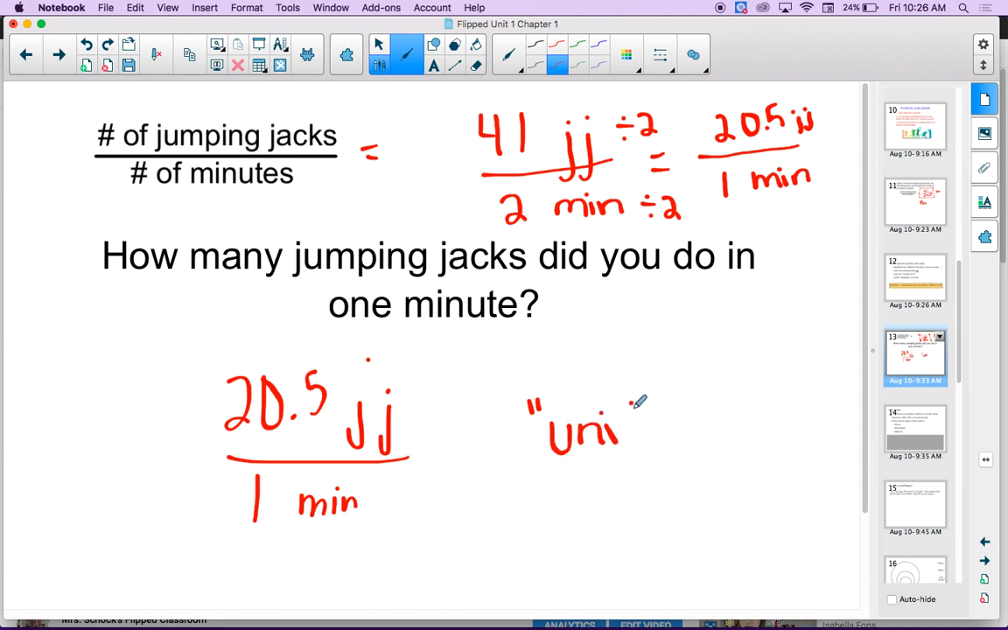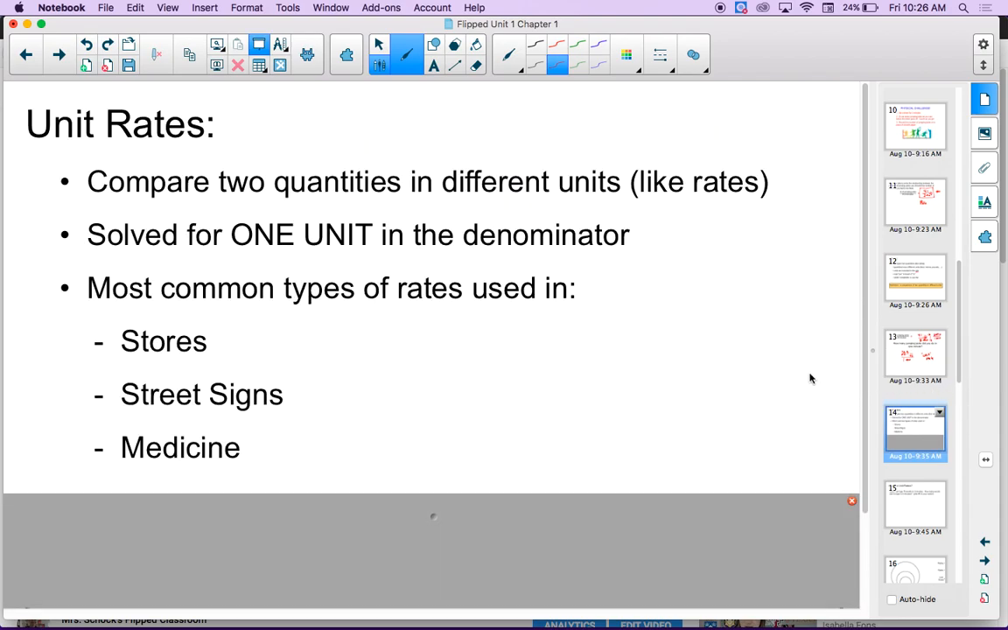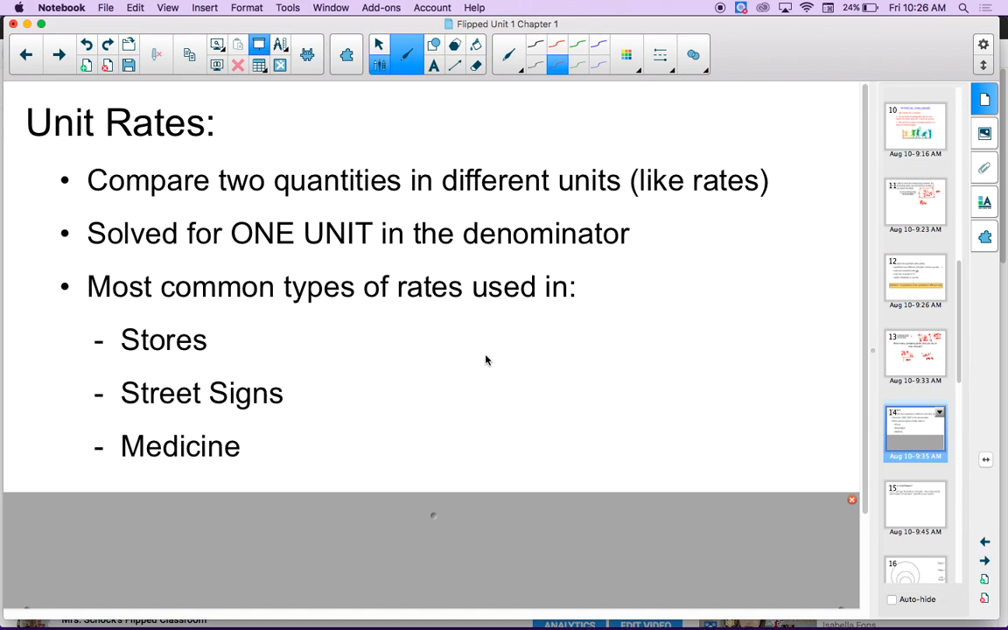Unit means 1, and my rate has a 1 in the denominator. Okay, so this is a unit rate. They're very, very helpful. Take a look at some notes about unit rates on the next slide. Okay, you do not have to write these down. We'll just go over them together.